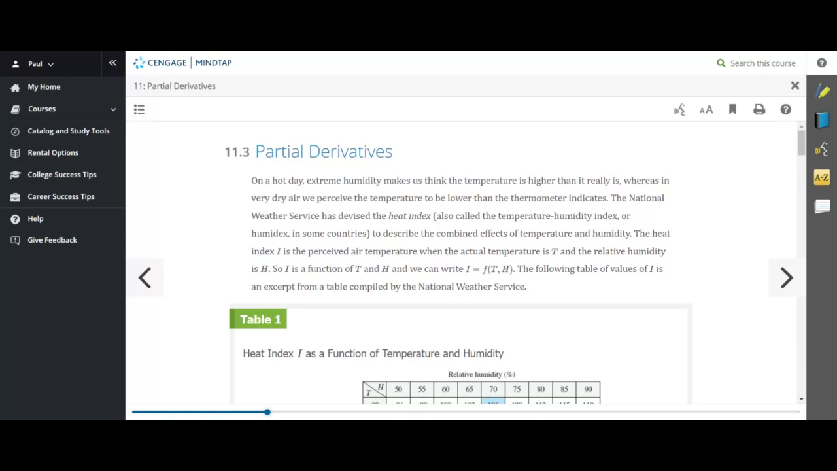All right, we are recording now. We're looking at section 11.3, partial derivatives. Okay, so you know how to take derivatives when you have a function of one variable. How do you do derivatives when you have a function of two variables? Okay, it's quite interesting.